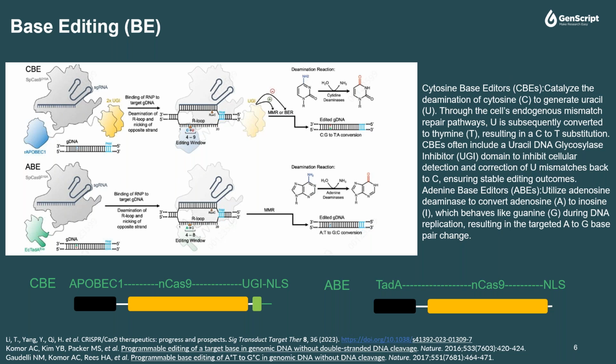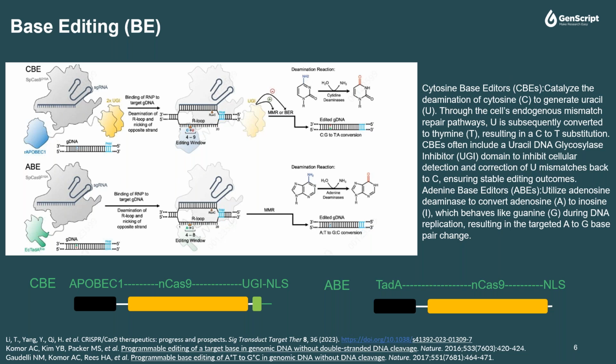Adenine base editors utilize adenosine deaminase to convert adenosine to inosine, which behaves like a guanine during DNA replication, resulting in the targeted A to G base pair change. So from these two mechanisms, we can achieve C to G, C to T and A to G substitutions. It's like a base to base editing.